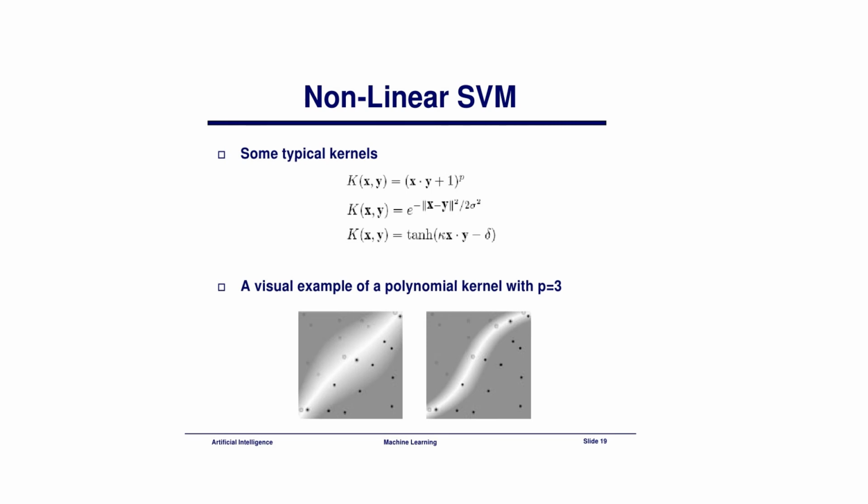Through cross validation, we will be able to identify p in the case of the polynomial kernel function, sigma square in the case of the radial basis function, and kappa and delta in the case of the tanh function. And here is a visual example where points are overlapping, but we applied the polynomial kernel with p equal to 3, and it separates out nicely. In the input space it looks nonlinear, but in the feature space it will be straight, linear.